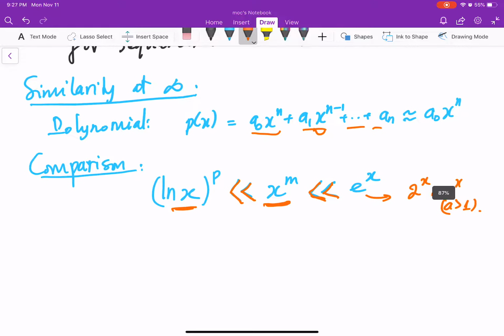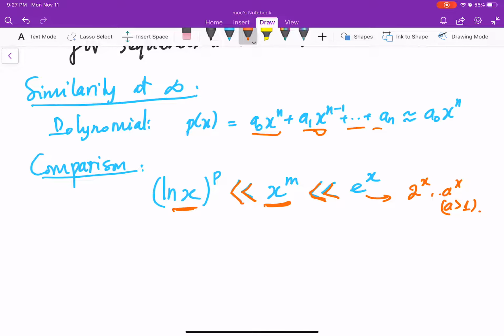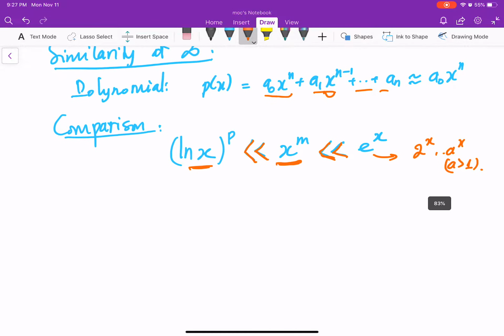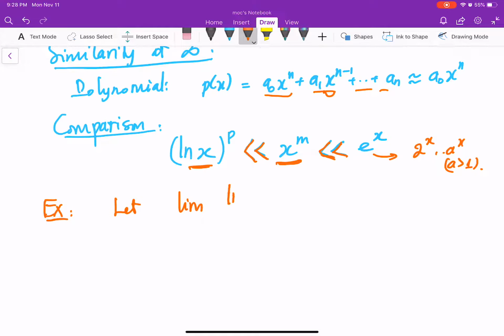So, we use this comparison and similarity to find limits of sequences and to consider convergence of series. Let's consider the following example. Let's find the limit of the following sequence, ln of n to the 4, not x to the 4, but n to the 4, over 3n, when n approaches infinity.